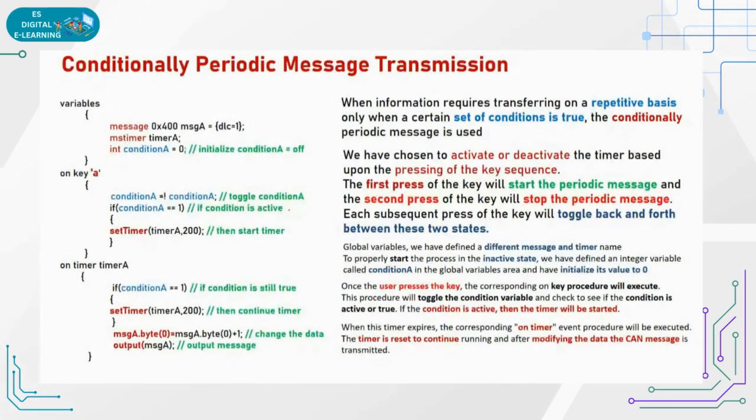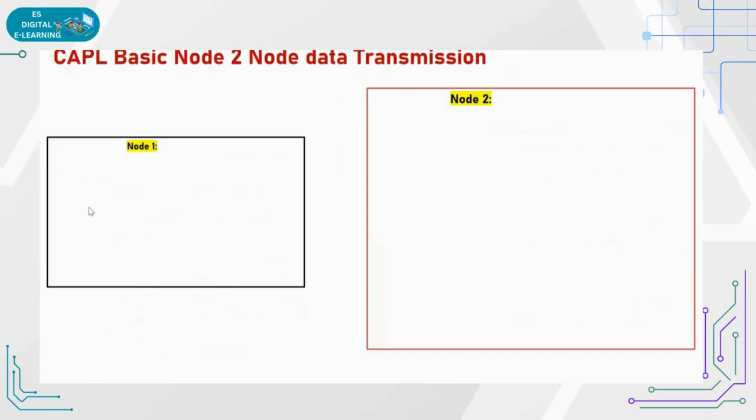Moreover, if this condition is true, what will happen: my timer will start. Once the timer is started, the message will start continuously sending. This is one example of how conditionally, if they ask you conditionally, you need to make some specific if condition and write it. This is the program you need to understand. I will share this with you.